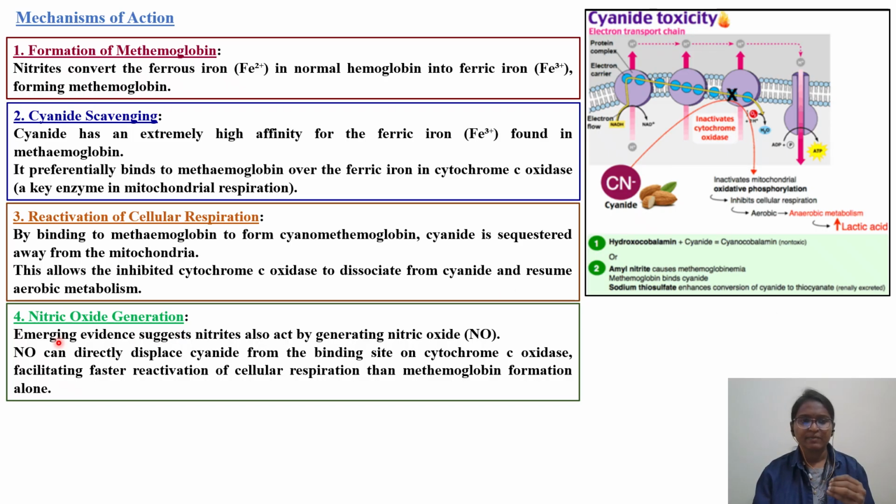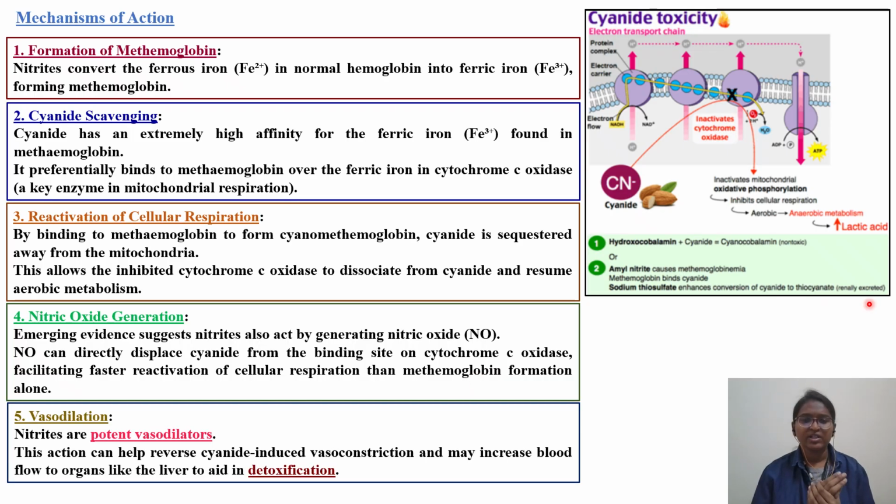Fourth, nitric oxide generation. There is new research taking place where they have found some evidence that these nitrites will also generate nitric oxide. What is the role of this nitric oxide? It will directly displace cyanide from the binding site on cytochrome C oxidase, facilitating faster reactivation of cellular respiration than methemoglobin formation. So this is another antidote mechanism.